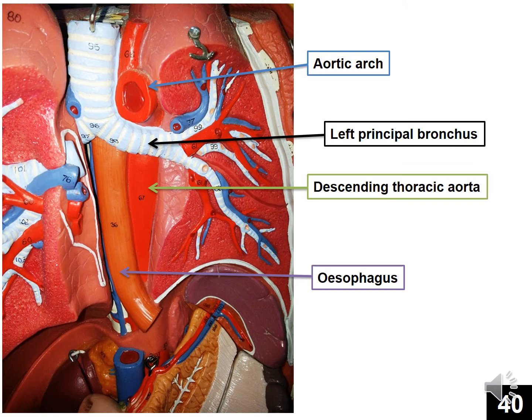Here you can see the left principal bronchus, how it crosses the esophagus, and you can see the descending aorta passing behind the esophagus, because the esophagus, as you see, curves to the left and that one curves to the midline.